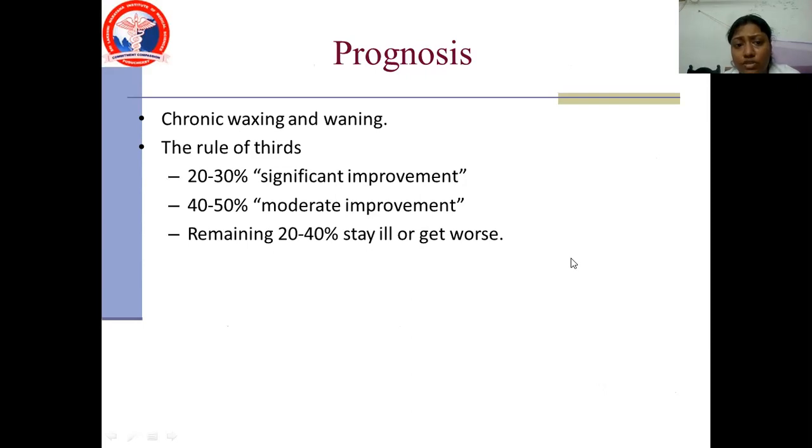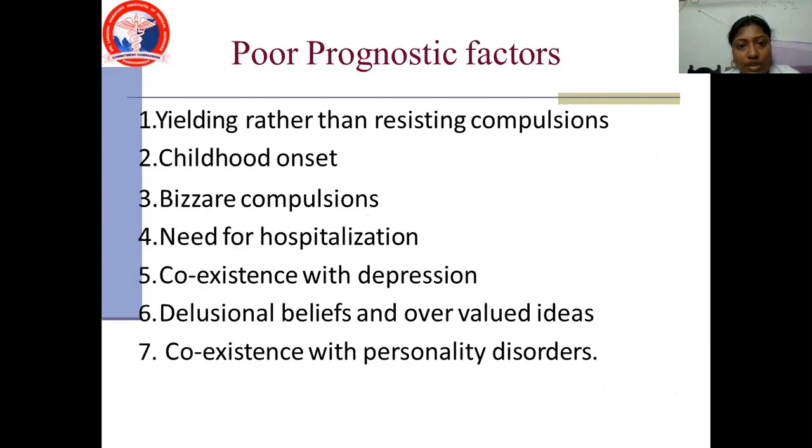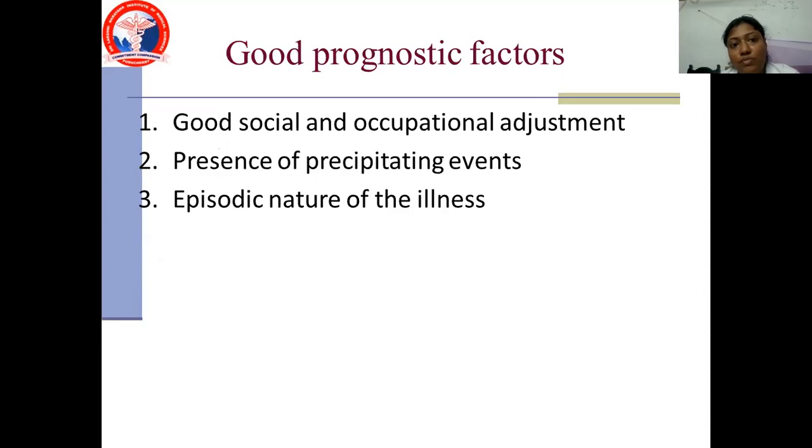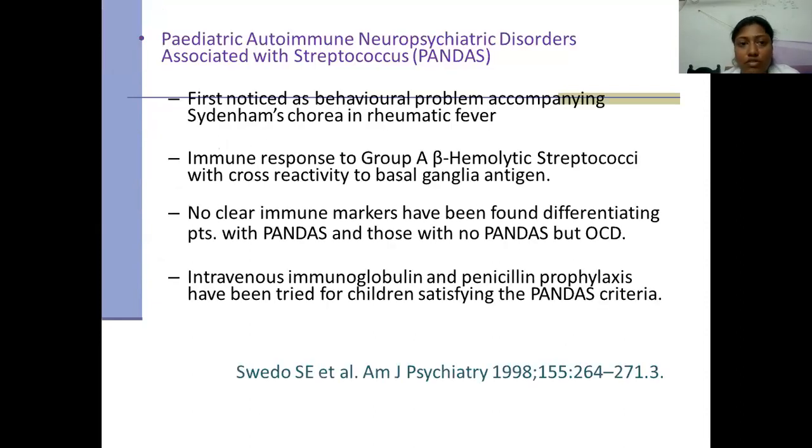Now, prognosis: 20 to 30% significant improvement, 40 to 50% moderate improvement, remaining 20 to 40% stay ill or get worse. So this is the rule of thirds. It is chronic, waxing and waning, like I said. Now, poor prognosis factors: yielding rather than resisting compulsions, childhood onset, bizarre compulsions, need for hospitalization, coexistence with depression, delusional beliefs or overvalued ideas, and coexistence with personality disorders. Good prognosis is good social and occupational adjustment, presence of precipitating events, and episodic nature of the symptoms. These are the good prognostic factors.